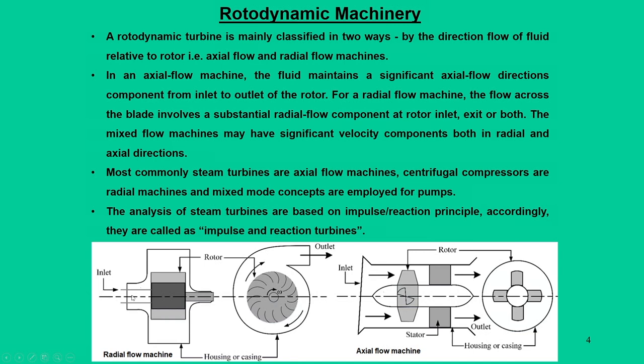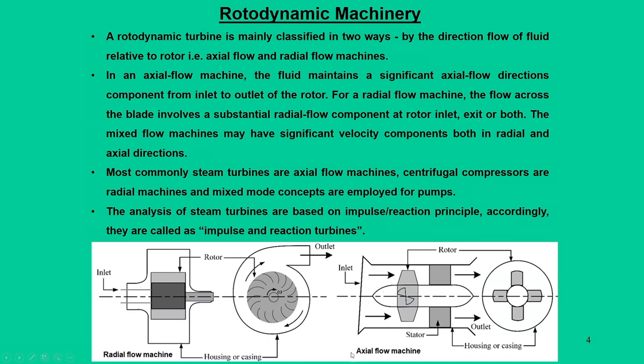The flow comes axially and it tries to pass through the impeller, and the impeller consists of a number of blades, and this energy from the fluid is taken away by this impeller, and finally, the fluid comes out as an outlet. So, what we see here is that in radial flow machines, the flow across the blade involves a substantial radial flow component at the rotor inlet, exit or both.